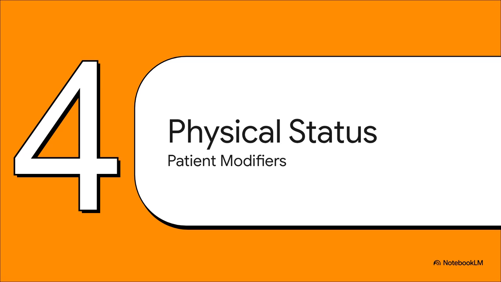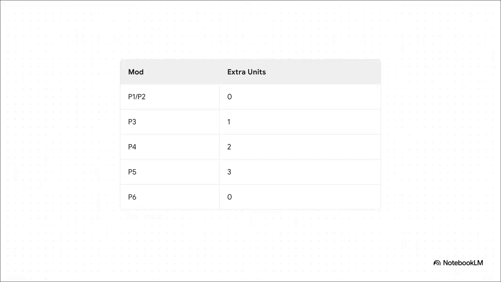Next up is Section 4, Physical Status Patient Modifiers. Basically, who is the patient and how does their health affect our formula? You absolutely need to memorize these for the exam. These are your physical status modifiers. So P1 is a normal healthy patient, and P2 is a patient with mild systemic disease. Neither of these add any extra units. But check this out. Pay close attention to P3 through P5.